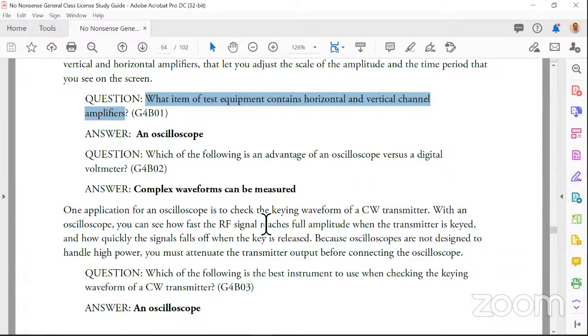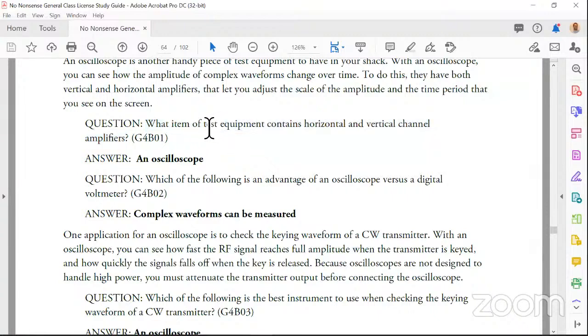What item of test equipment contains horizontal and vertical channel amplifiers? Okay, let's dissect this question a little bit. What are they asking us? They're asking us for the name of the test equipment. But what type? Or what's the property of that test equipment? Or what does it have? They say it contains horizontal and vertical channel amplifiers.